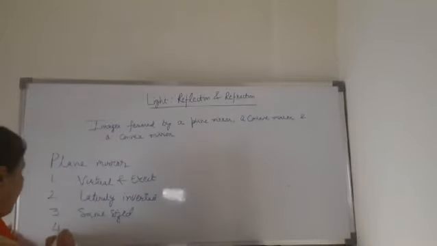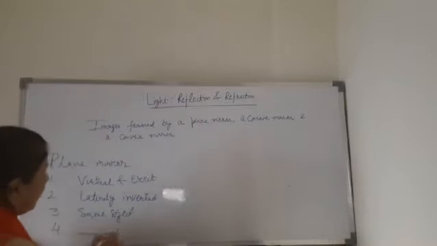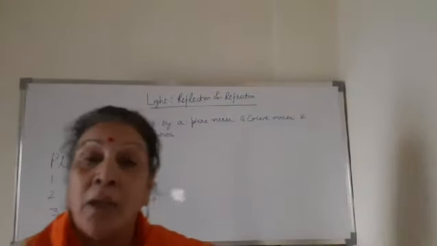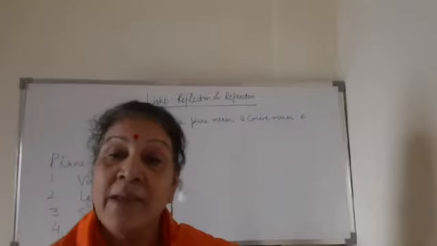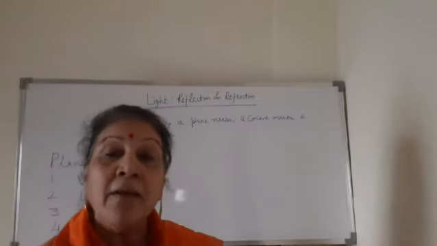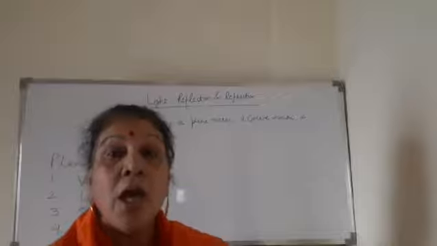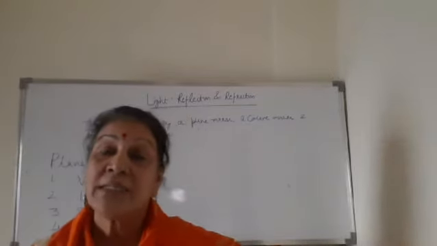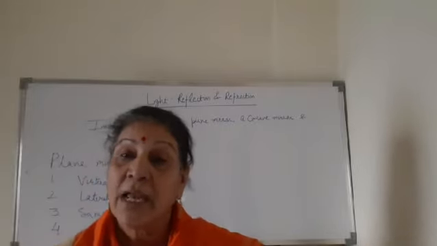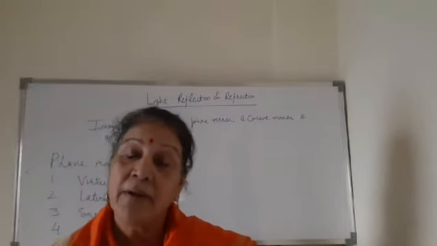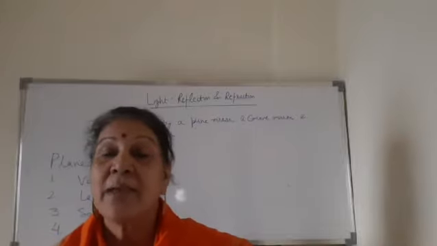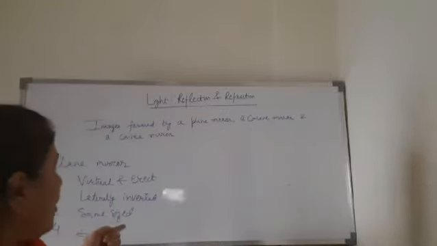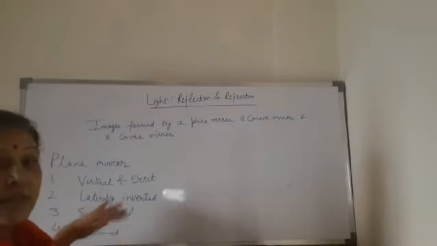And fourth, very important, the distance between the mirror and the object is the same as the distance between the mirror and the image. If you move forward and backward, you'll see the image also will be moving accordingly. So the distance between the plane mirror and the object is the same as the distance between the plane mirror and the image. That is the fourth property, that the distance between these two are the same.